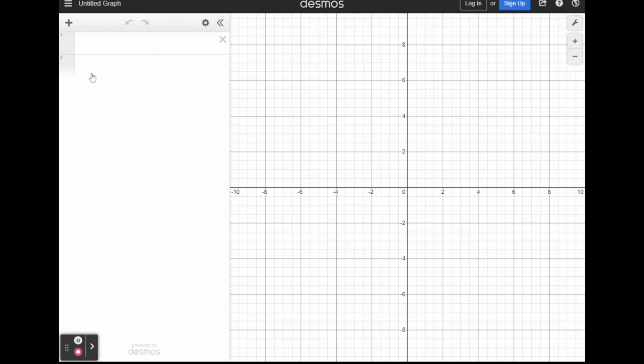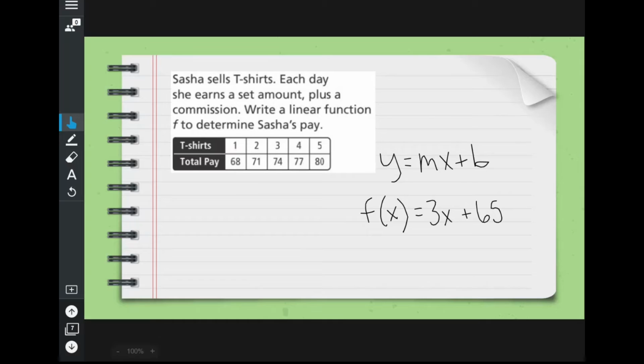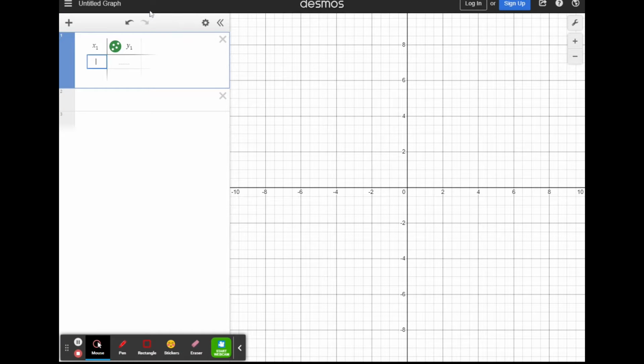All right, so for this one, I have to find the line or the equation of this formula, and I'm going to use Desmos to do it. So let's open up a table and type in what we know. We know that we have x values of 1, 2, 3, 4, 5.